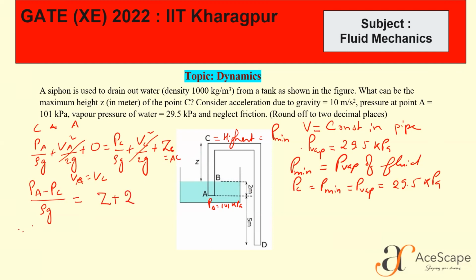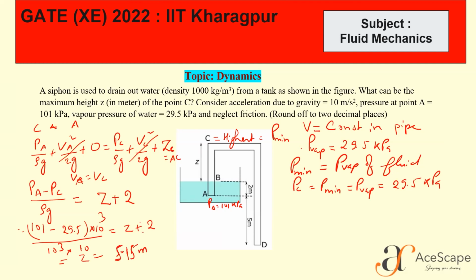And we put the value of PA and PC: 101 minus 29.5, this is in kilopascal. Density of water is given as 1000 and the gravity value is also given as 10. That is equal to Z plus 2. When we solve this, we'll get the value of Z equal to 5.115 meters.